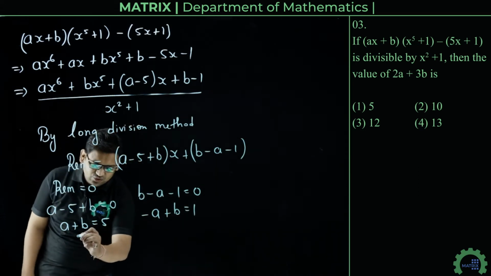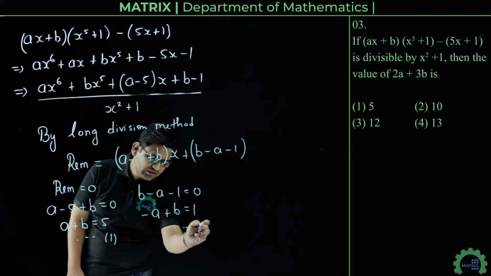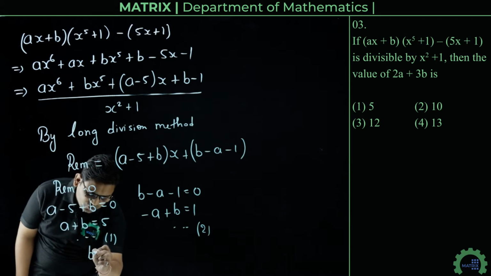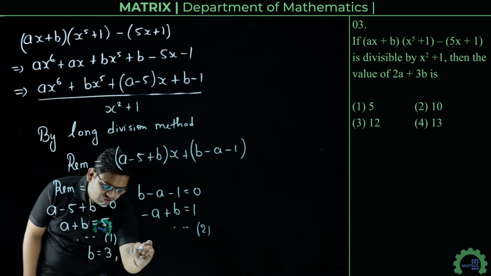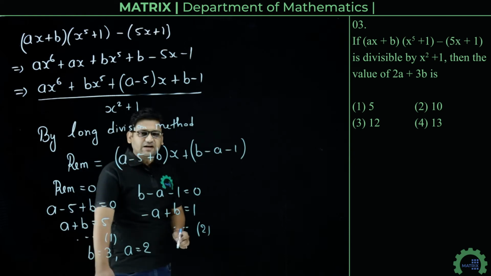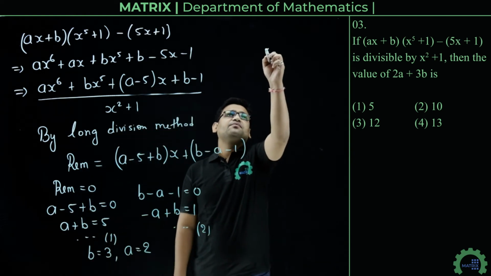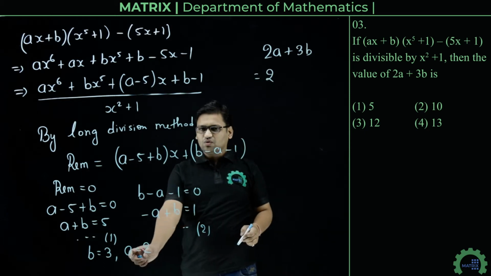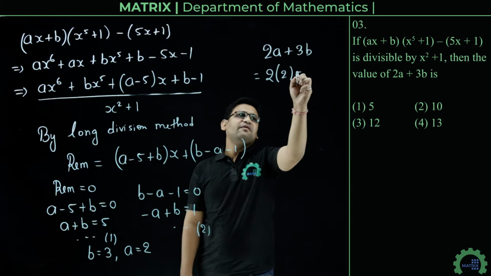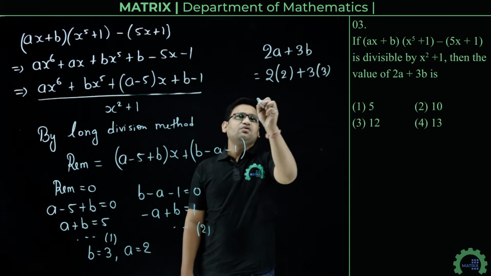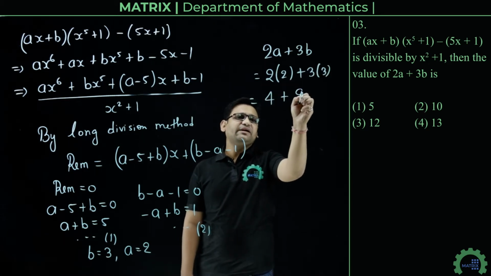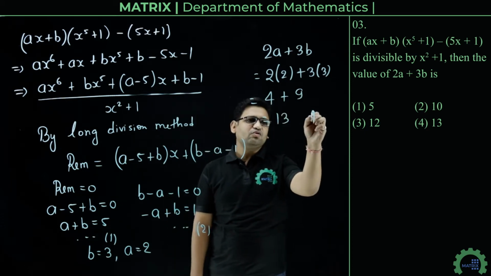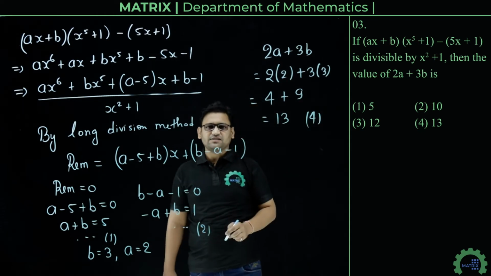So on simplifying these two equations, this is equation number 1 and this is equation number 2, we get b = 3 and a = 2. And finally, we have to find the value of 2a + 3b, where a is 2 and the value of b is 3. So 2 into 2, 4 and 3 into 3, 9, that is 13. So the value of 2a + 3b is 13, which is option number 4. That is the correct answer.